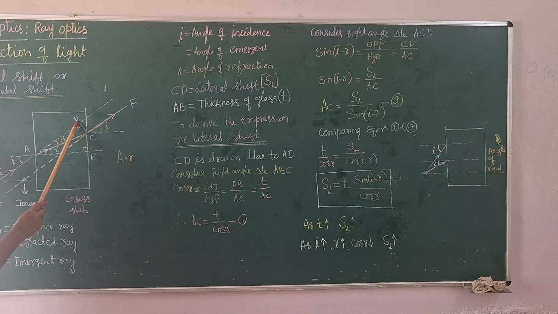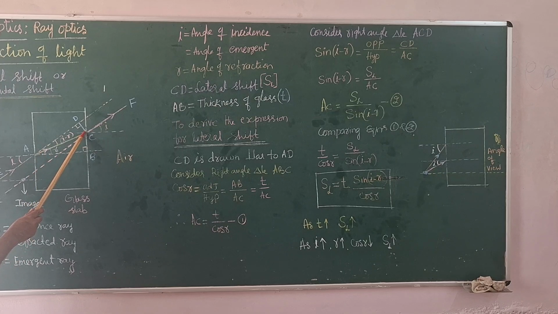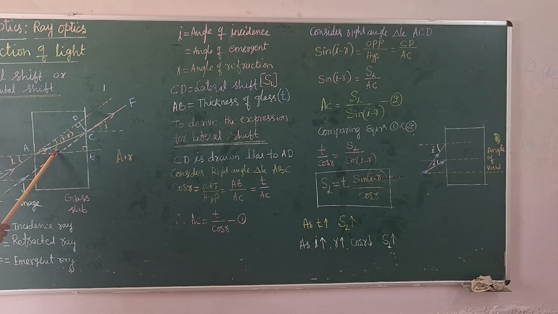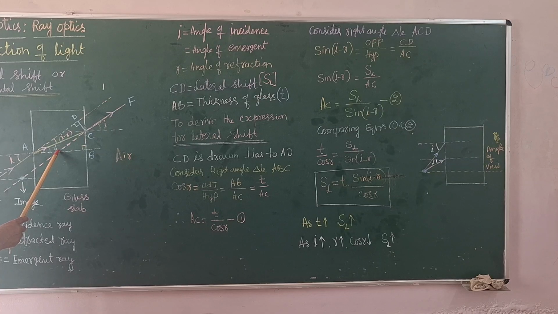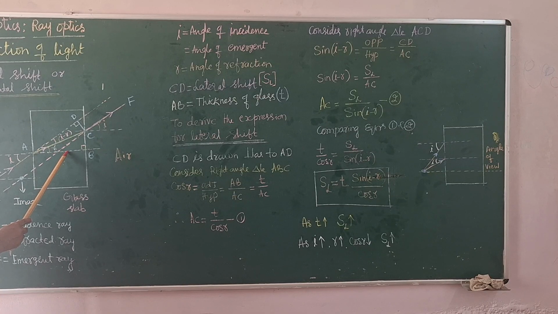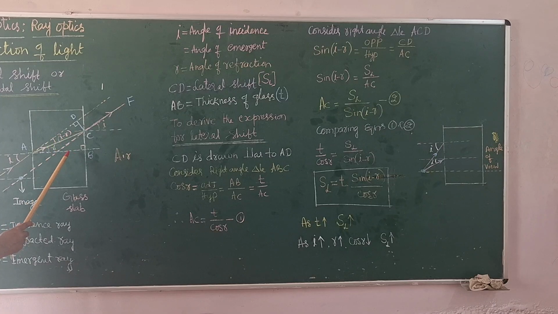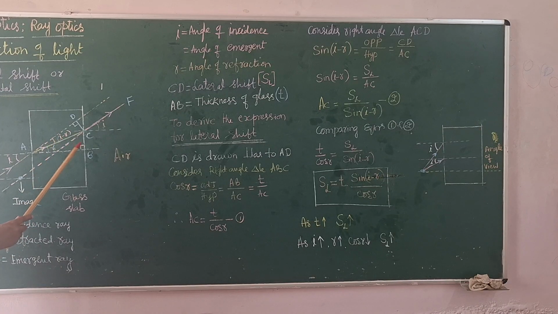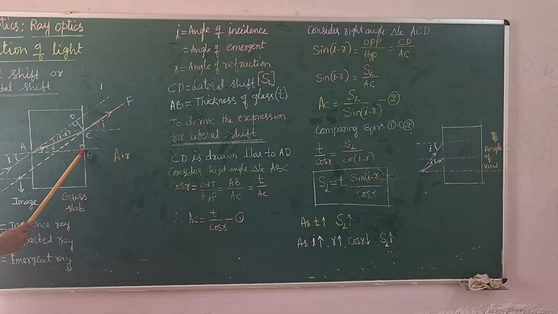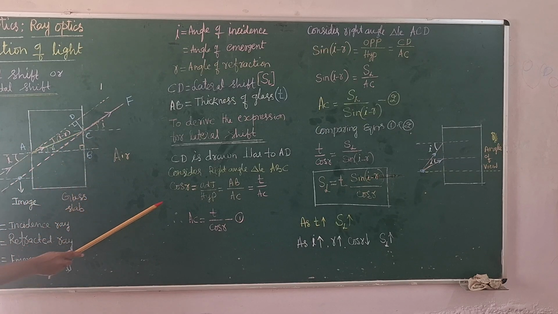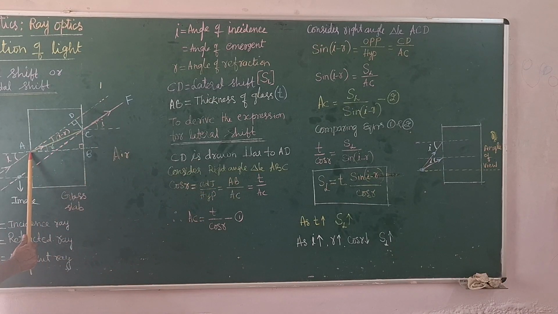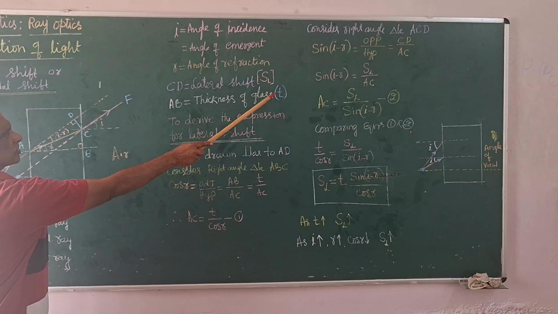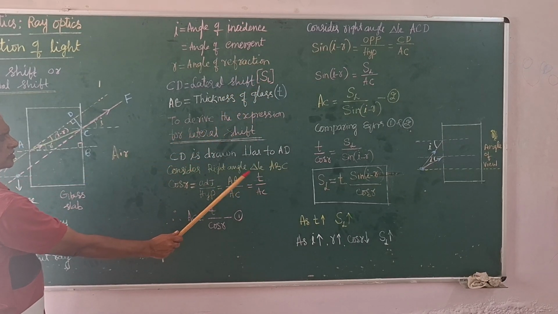And CD is drawn perpendicular. In this triangle, let us apply cos of this angle. As you know, cos is adjacent by hypotenuse. That is the definition of cos, adjacent by hypotenuse. In this right angle triangle, this is the adjacent side, this is the opposite side, and this is the hypotenuse. AB by AC. See, AB, as I said, is the thickness of the glass, symbolized as T. SL is the lateral shift symbol. T by AC.